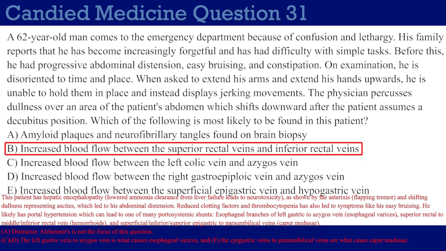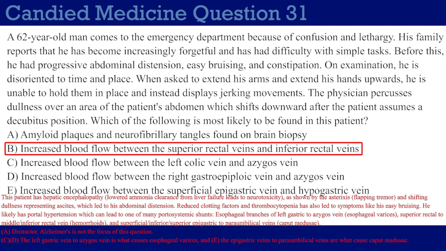And then the last one, which is not as high yield, but still pretty important, I would say, is shunting between the superior, inferior, or superior epigastric veins to the paraumbilical veins, which results in caput medusae, which, as the name implies, are big engorged veins that look kind of like snakes, and they run across your belly, essentially, around your umbilicus.